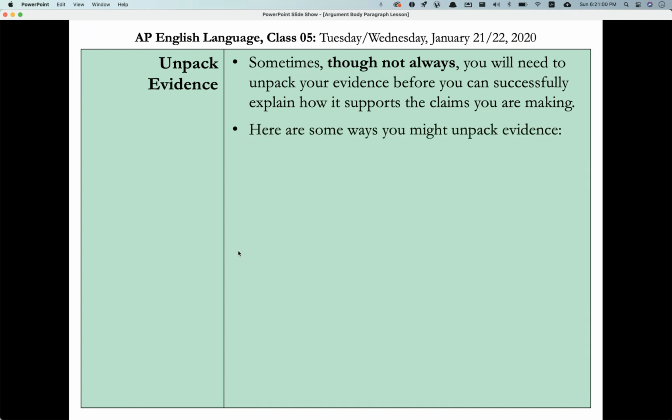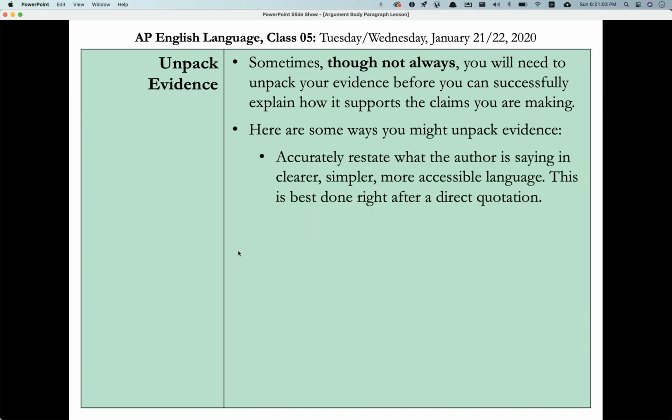So here are some ways you might unpack evidence when you discover that you need to. You might accurately restate what the author is saying in very different language, in clearer, simpler, more accessible language. And this is generally done right after a direct quotation. So let's say the quote is obscure. It is difficult to understand. It is written in a particularly challenging, opaque prose.